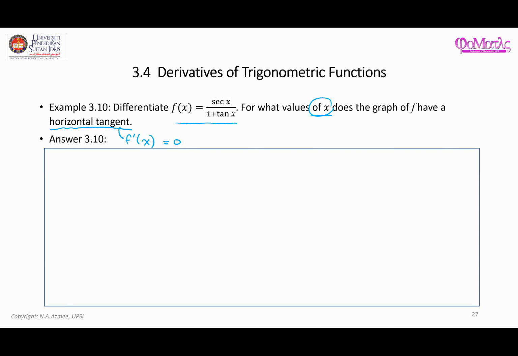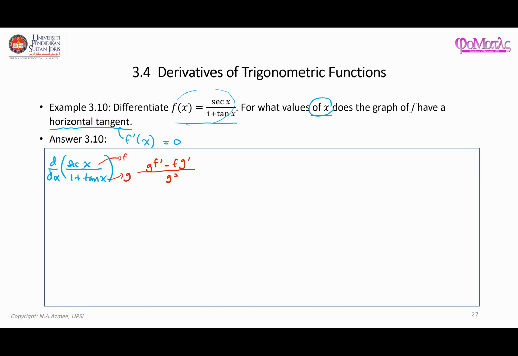Okay, so that is what we are going to do. We are going to start off with finding the derivative of this function here. So here we go. I'm just going to write down the function, which is secant of x over 1 plus tangent of x. And we know that we can assume the top to be f and the bottom part to be g. And we can apply the formula, which is (g f prime minus f g prime) over g squared, in order to find the derivative of this function.